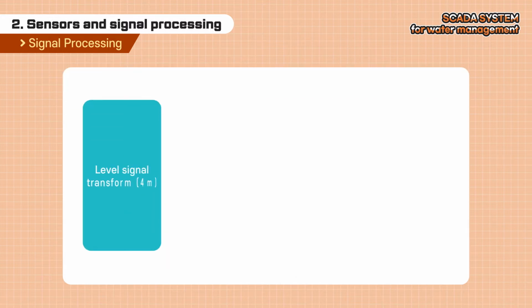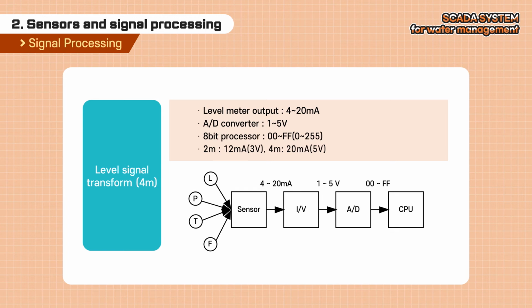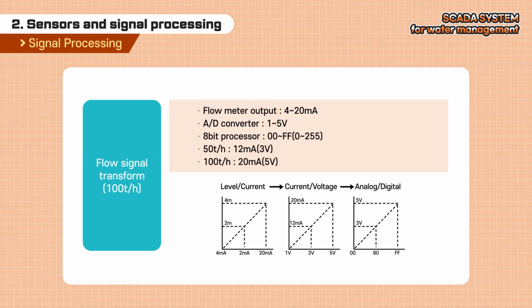In the process of level signal transform, the 4 to 20 mA signal is acquired from the level meter, and the data is transmitted through the AD converter and processor. In the process of flow signal transformation, the 4 to 20 mA signal is acquired from the flow meter, and the data is transmitted through the AD converter and processor.